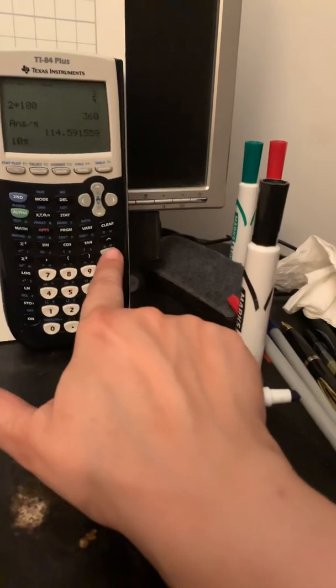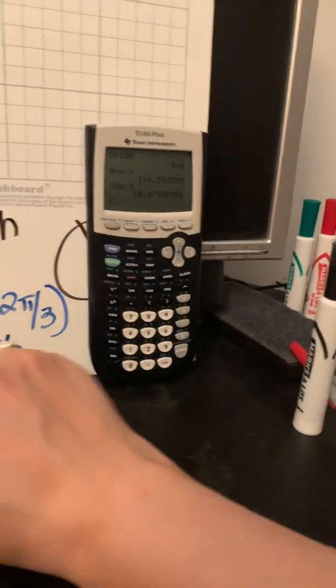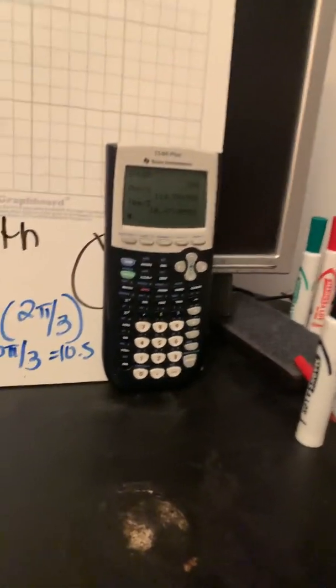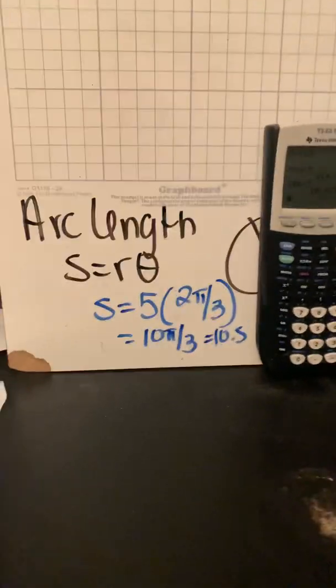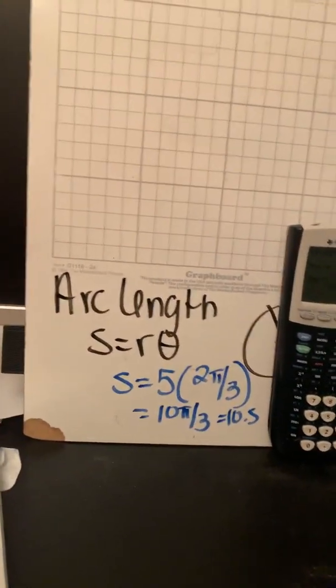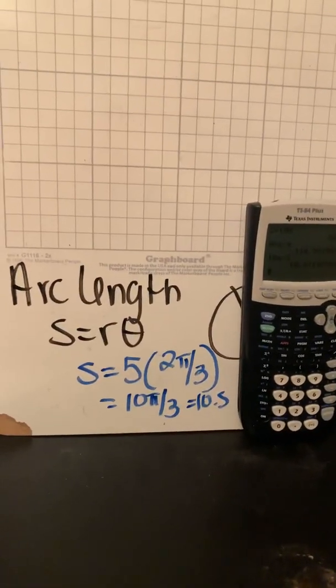And go ahead, you can do it out on the calculator. 10 pi divided by 3, we get 10.5. So my arc length is 10.5. That's all that's to the whole arc length. Don't make it hard. It is really, really simple when you get to the arc length. Don't make the degree to radian conversion hard.